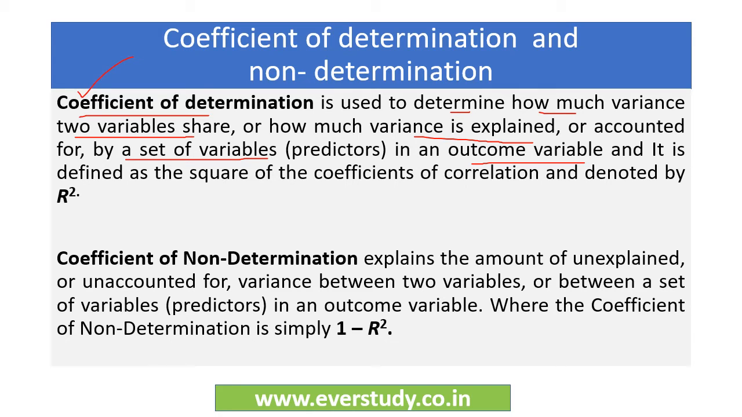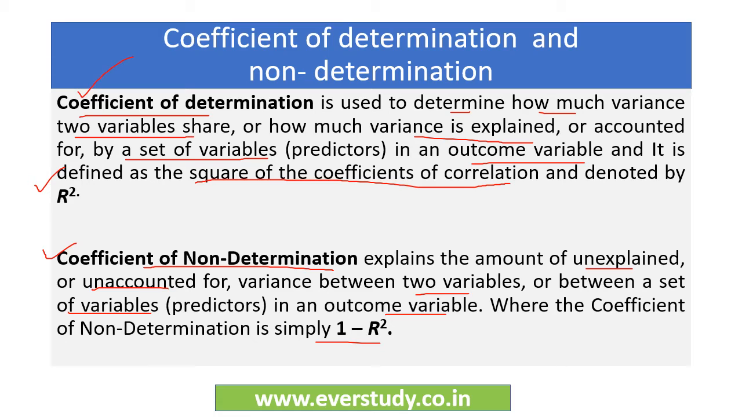Now this coefficient of determination is the square of the coefficient of correlation and is denoted by r square. Inversely, there is a coefficient of non-determination, which explains how much variance is unexplained or unaccounted for between the two variables or between a set of variables in an outcome variable. And this coefficient of non-determination is simply 1 minus r square. Now let's try to understand with the help of an example.